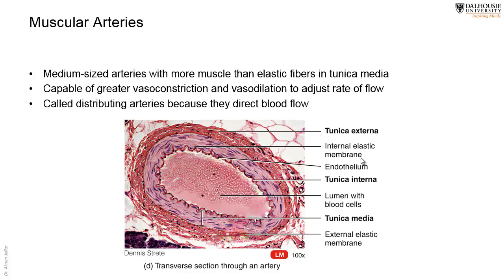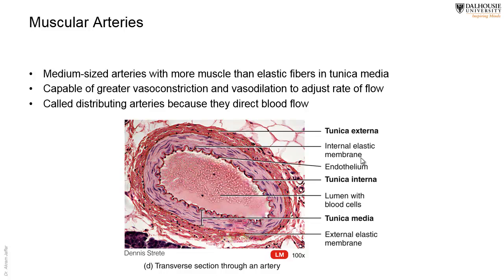And then we have a layer here, which is probably the thickest layer of the muscular artery. It's formed of smooth muscle fibers. If you remember the histology of smooth muscle fibers, they are spindle-shaped and they have oval nuclei. So these are smooth muscle fibers. They are circularly arranged in the tunica media. Most of the tunica media is formed of these smooth muscle fibers.